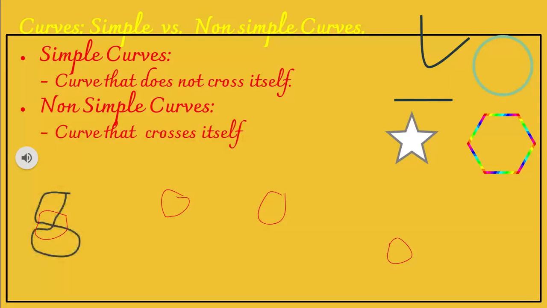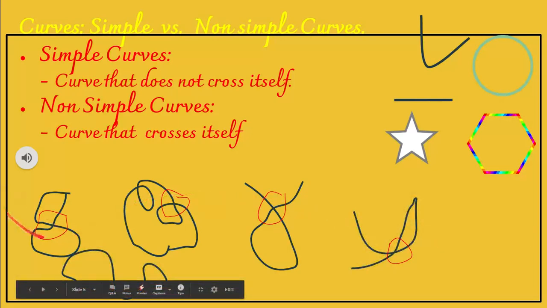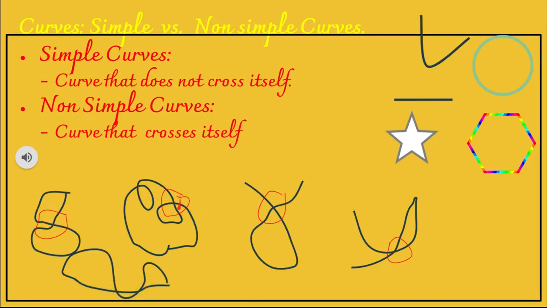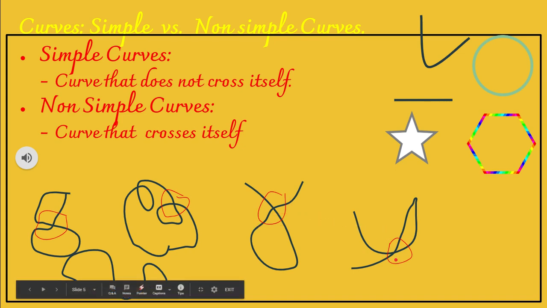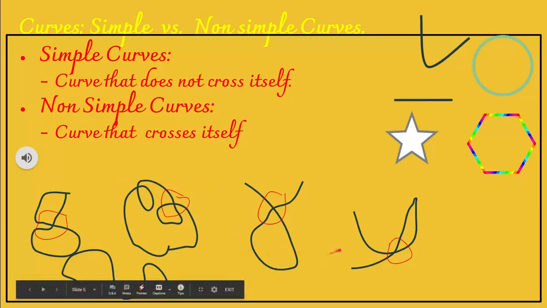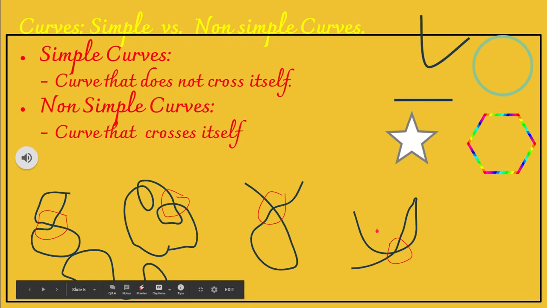Here you can see that if a simple curve crosses itself, then it becomes a non-simple curve. Isn't it? Any curve, if it is crossing itself, then it becomes a non-simple curve. So in all these images we can see the same type of crosses, isn't it? So these are non-simple curves. So now we can say that we can have a simple closed curve and we can also have a simple open curve.